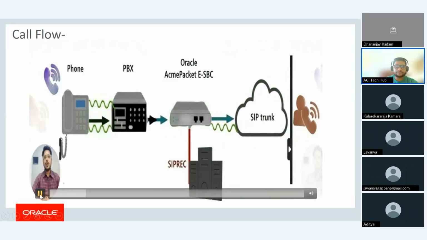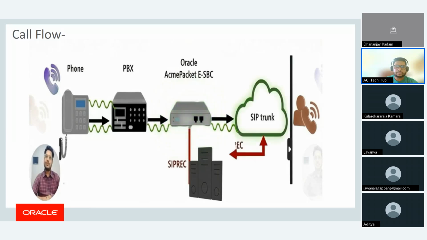This diagram shows a call from the phone. The SBC secures the call to the SIP trunk and forks it to the SIPREC servers for recording.